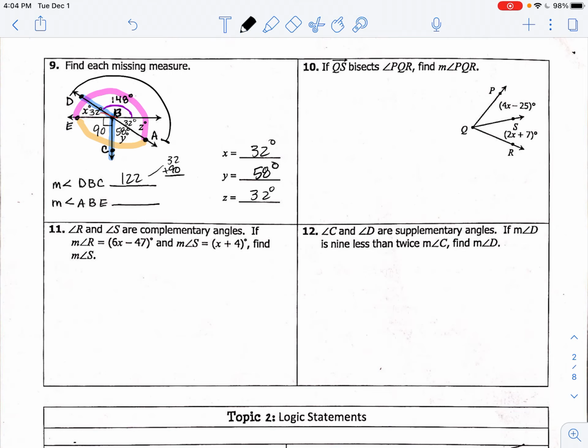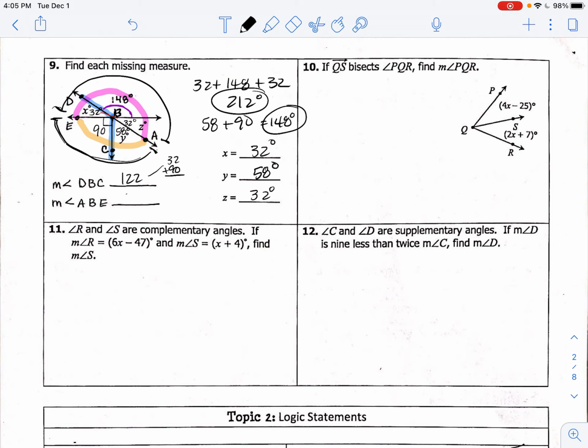If I'm going to do this big angle, I would add 32 plus 148 plus 32, which would be 212 degrees. But if it's asking me for this angle, that would be the sum of 58 plus 90. And that would be 148. So on your test, it will be very clear which angle you're solving for.